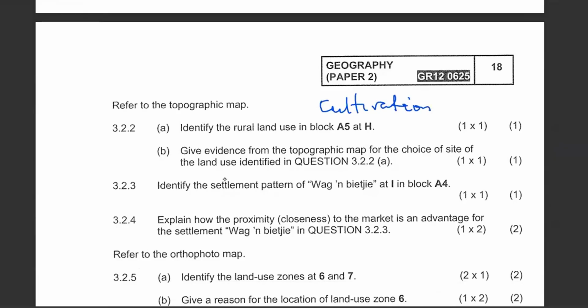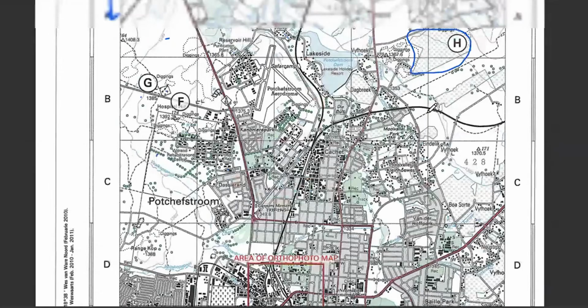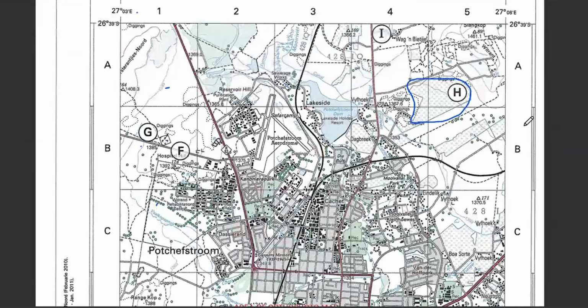There is cultivated land there. Rather, we can say it's farming. Give evidence from the topographic map for the choice of the site. Why is it an ideal site for cultivation? Right, if you check here, why is this area ideal for farming? Right, you can argue that the area is flatland. There is a flatland there.